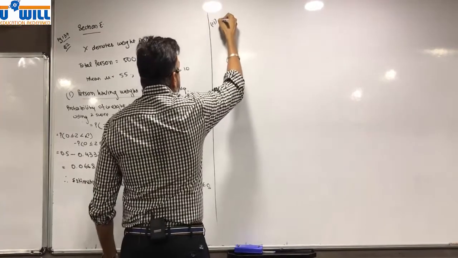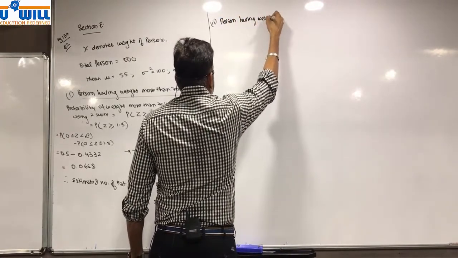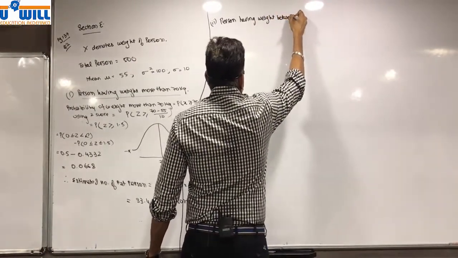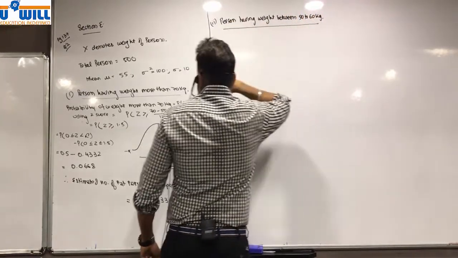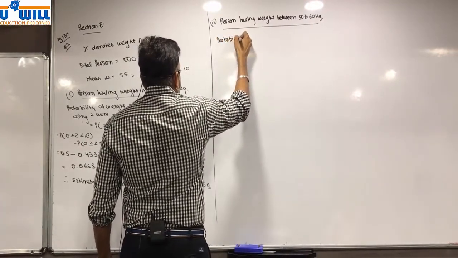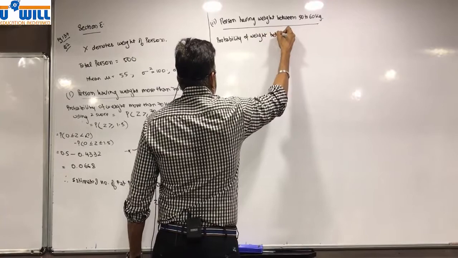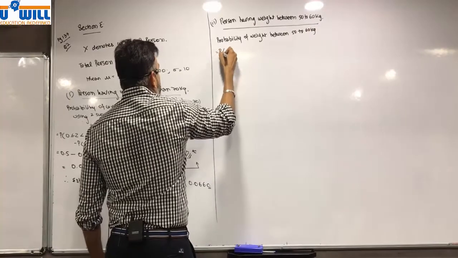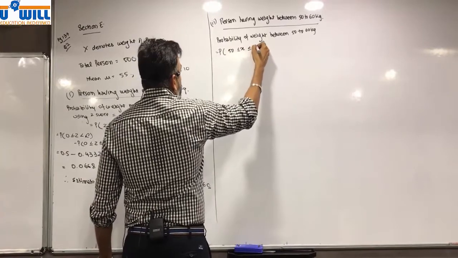Second, a person having weight between 50 to 60 kg. So the probability of weight between 50 to 60 kg is equal to probability of x greater than equal to 50 and less than equal to 60.